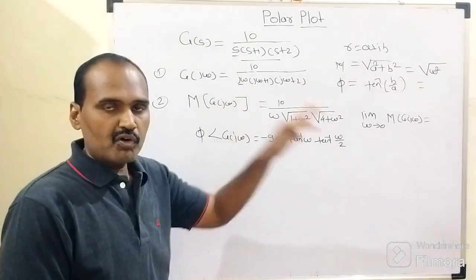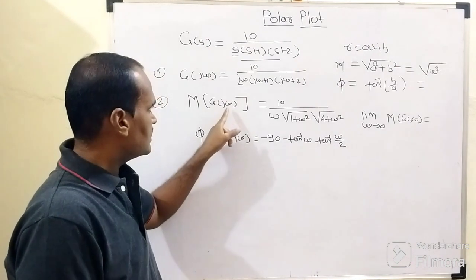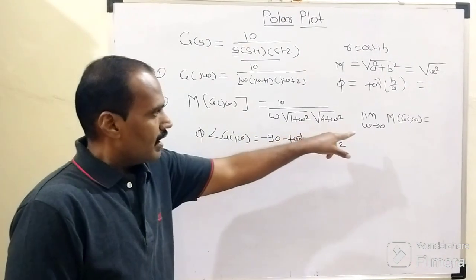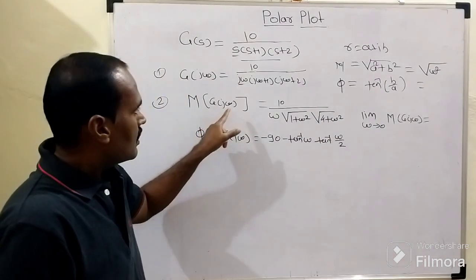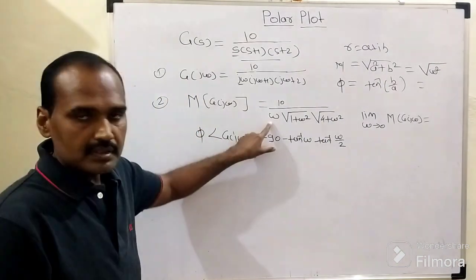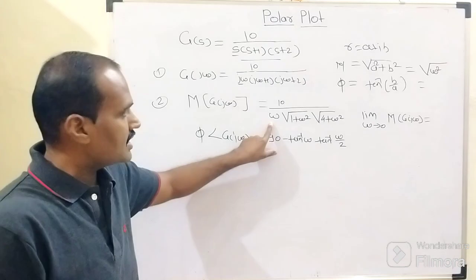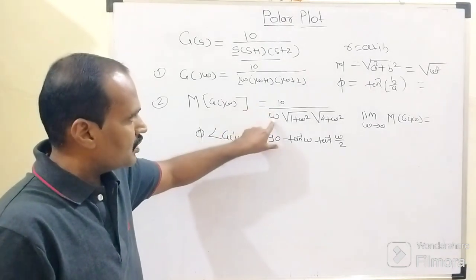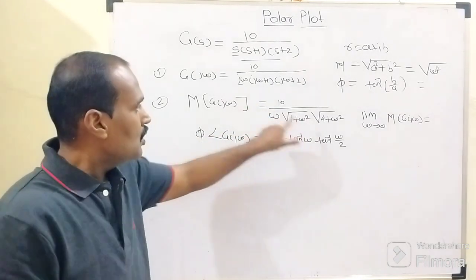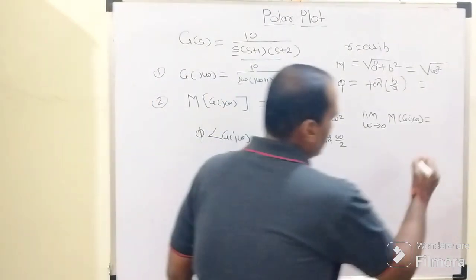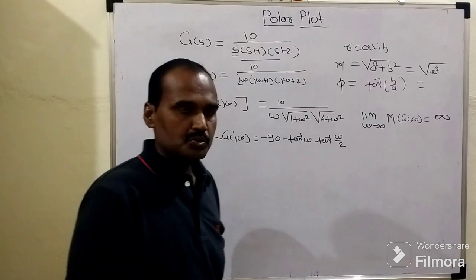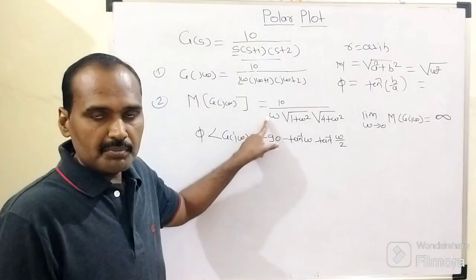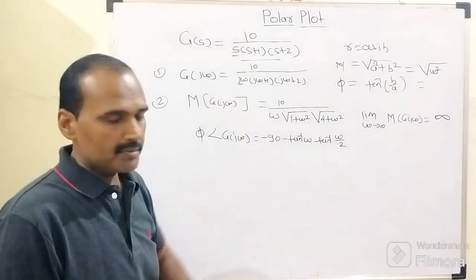In this expression we need to replace omega with the value 0. So it will become 10 upon 0. 0 multiplied by anything is 0, so 10 by 0, the magnitude will become infinite, right? When omega equals 0, according to the basic definition of magnitude, it becomes infinite.